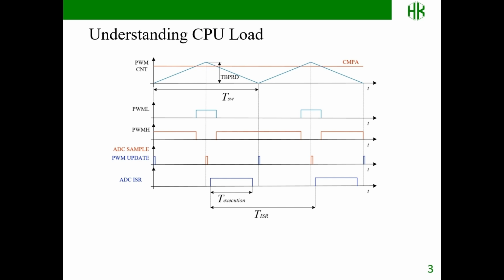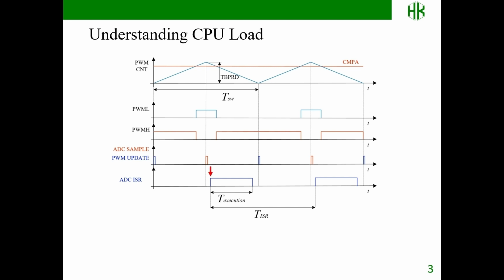In this example, the PWM module operates in up-down counting mode and generates complementary gate signals for the high side and low side MOSFETs. For simplicity, let's assume that the ADC samples the output voltage when the PWM counter reaches its peak value. Of course, the ADC requires a finite amount of time for sampling and conversion. Once the conversion is complete, the ADC interrupt service routine is triggered.